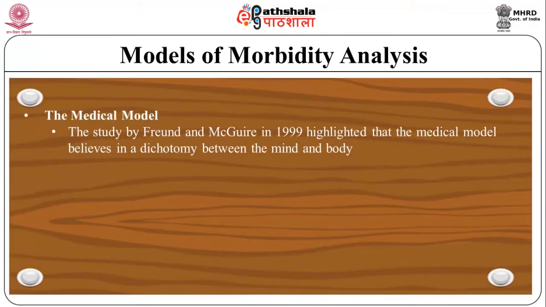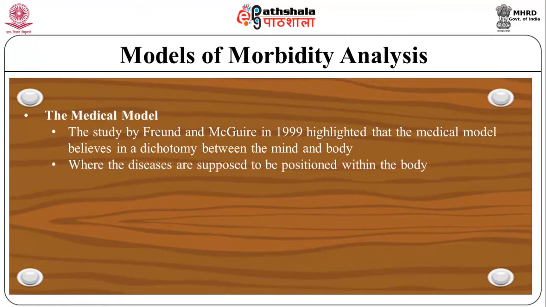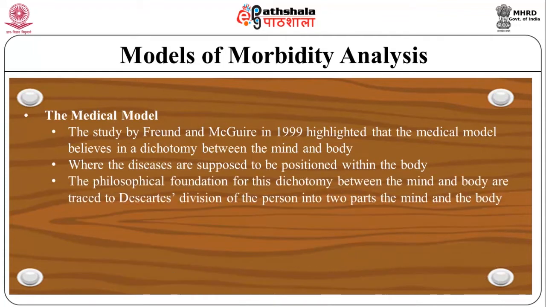The study by Freund and McQuarrie in 1999 highlighted that the medical model believes in a dichotomy between the mind and body, where the diseases are supposed to be positioned within the body. The philosophical foundation for this dichotomy between the mind and body is traced to Descartes' division of the person into two parts, that is, the mind and the body.